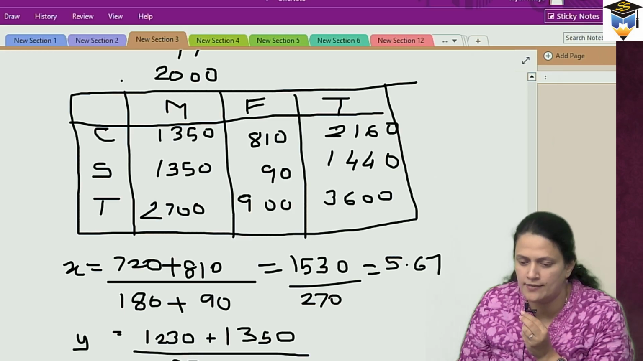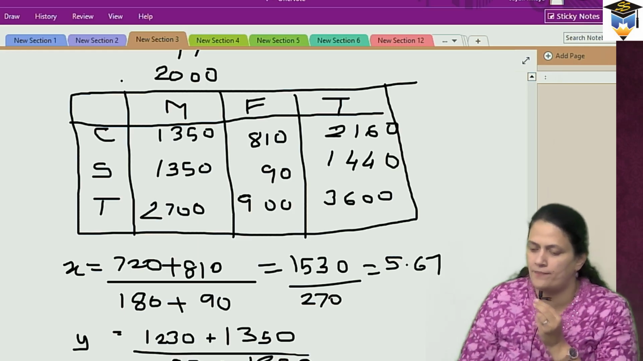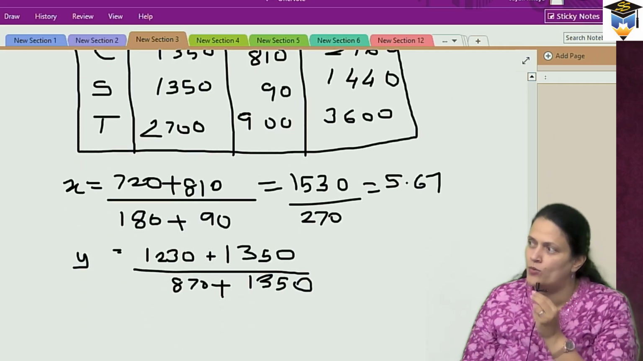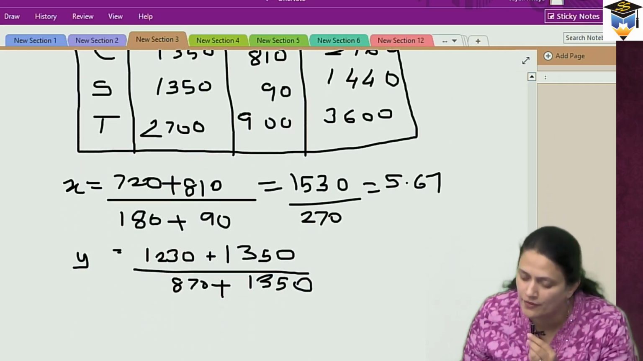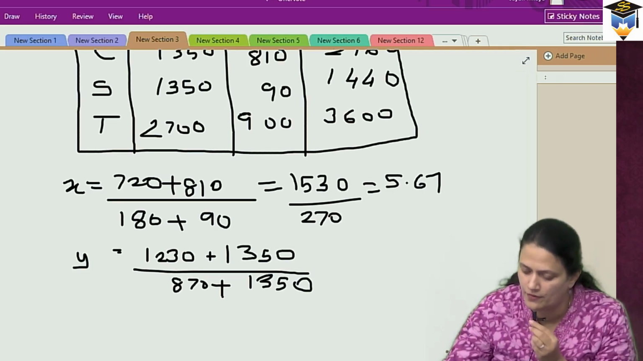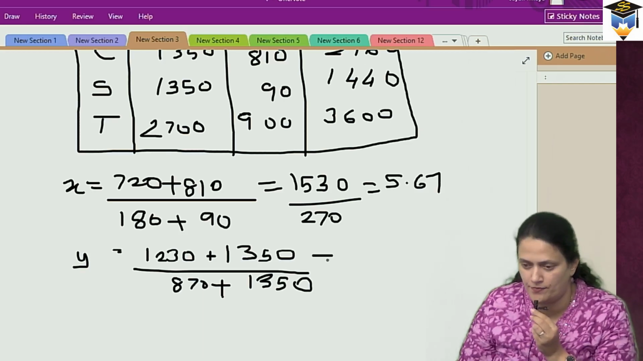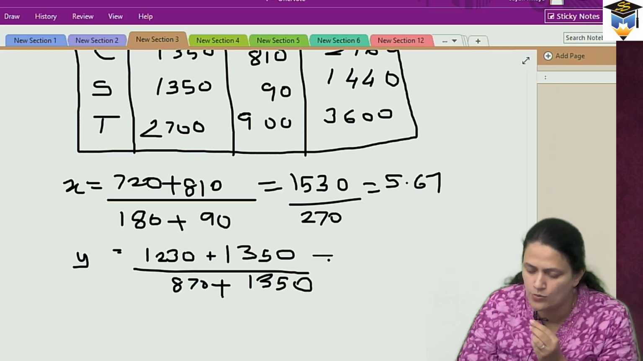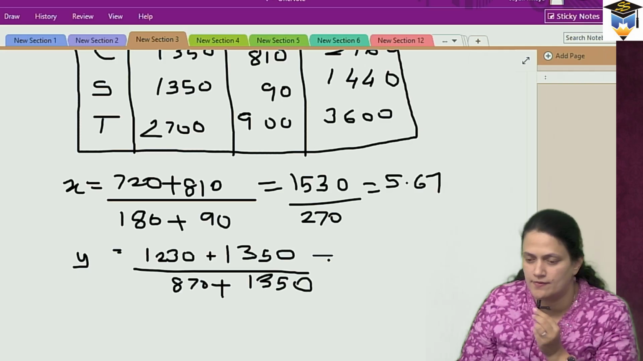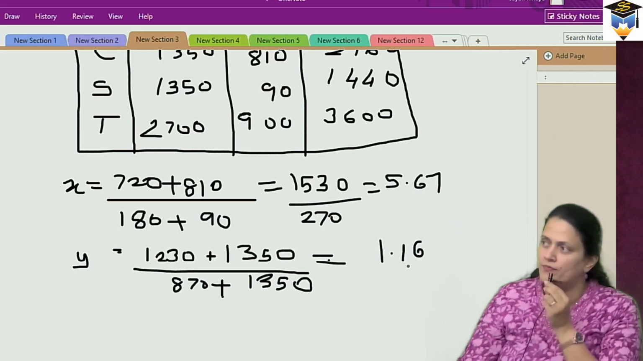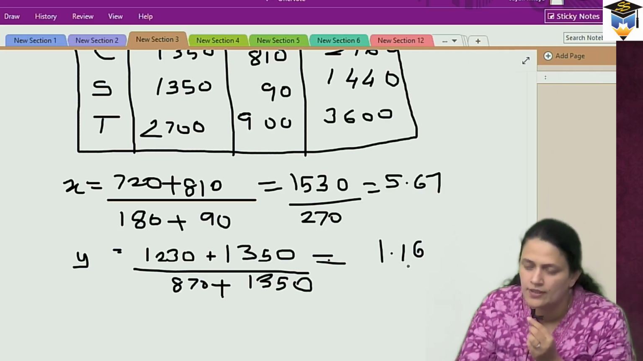So tell me the answer for Y. 1.16. So the answer is 1.16. Easy. Let us solve the next one.